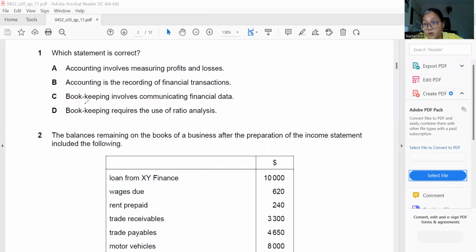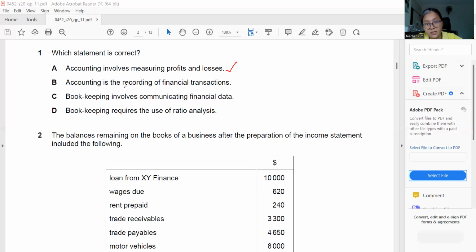Bookkeeping is basically involved with the basic recording. This is a key job for the bookkeeper. Accounting will take the bookkeeper's information to prepare the financial statement, do the analysis and update the management. So here, accounting involves measuring profit and loss. So this is one of the jobs for the accountant.